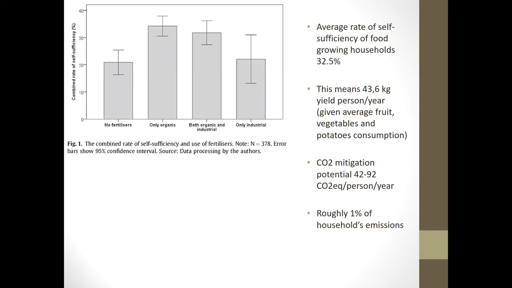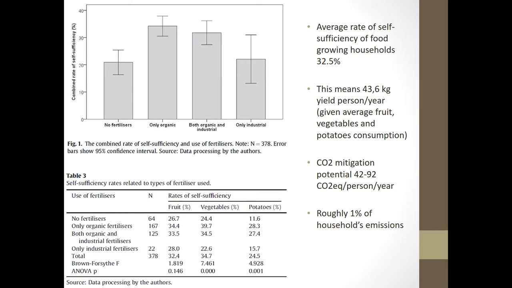What's interesting from the environmental perspective too is that when we ask for the rate of self-sufficiency and the way the fertilizers are used, we see that the groups using only organic fertilizers like manure, compost, or using both organic and industrial, have higher production than people who use no fertilizers, and in fact people who use only industrial fertilizers. There is a larger error because of a lower number of people. But when focusing only on vegetables, because fruit is kind of a different thing, we see that the growers are able to produce quite a lot more food using only organic fertilizers than using only industrial fertilizers.